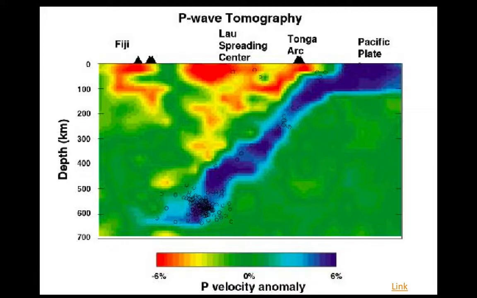But remember, we already talked about this, that seismic waves pass through material at different rates depending on the density and the temperature of that material. And so what you can see in this image right here, these areas are going really slow. In this area here, it's going really fast.